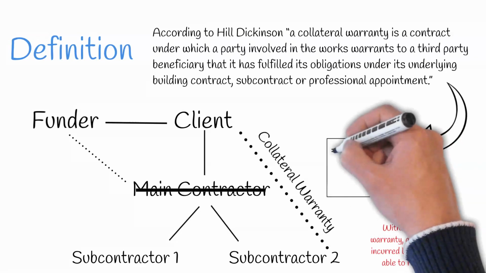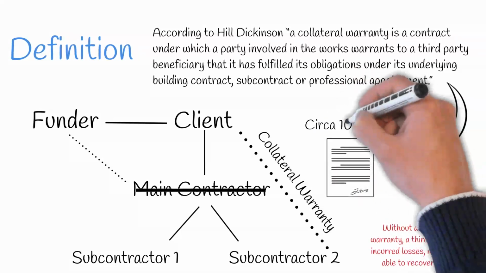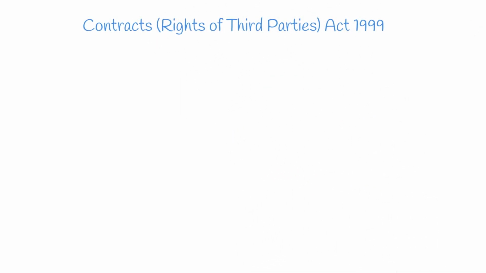So what does a collateral warranty look like? It's a contractual document, often less than 10 pages long, and a draft copy is normally included within the main contract. Collateral warranties used to be the only way that a party had obligations to a third party outside the contract. In the UK, this changed with the Contract Rights of Third Parties Act 1999.